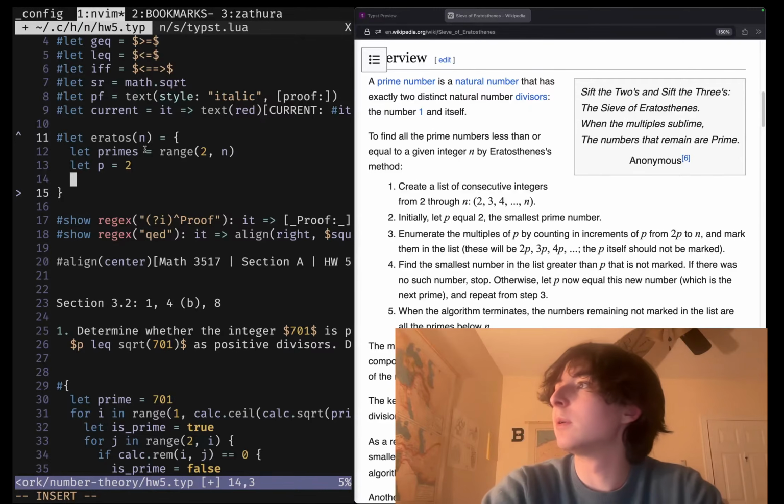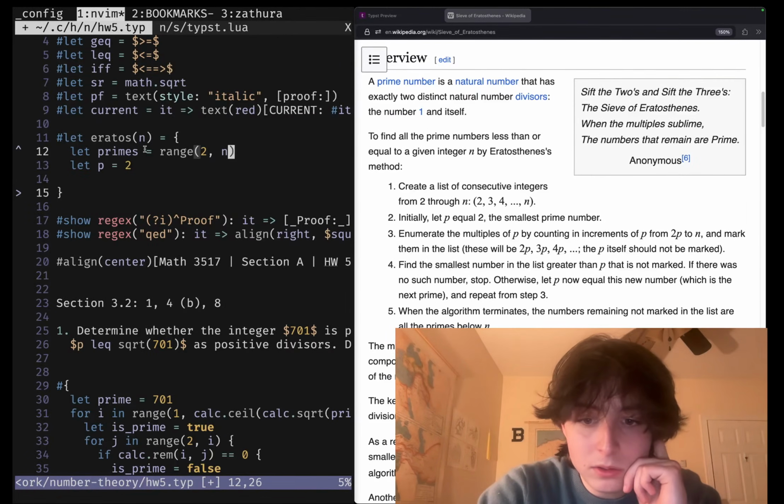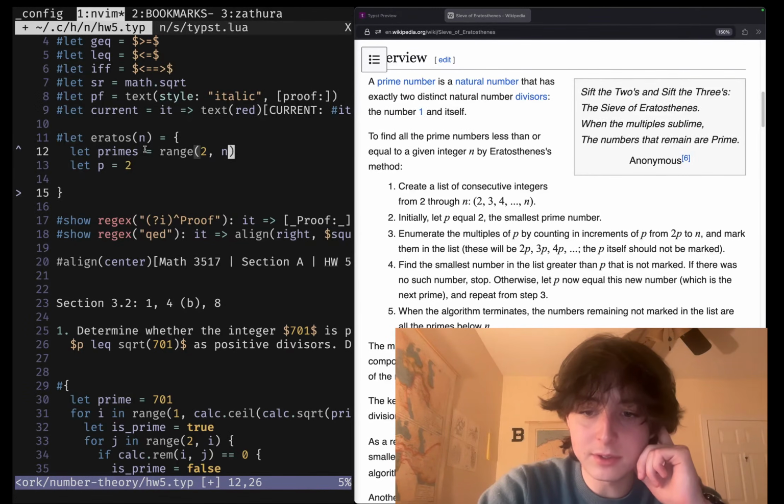So now we just go... How am I going to mark these? That's just essentially listing all the primes and checking all of them individually.